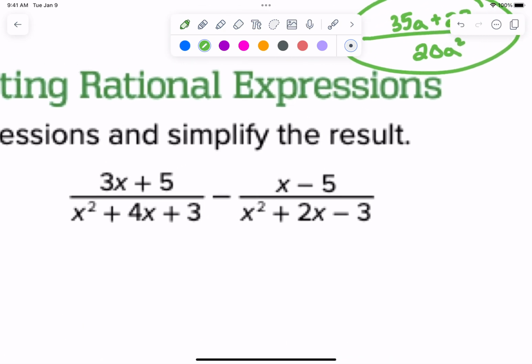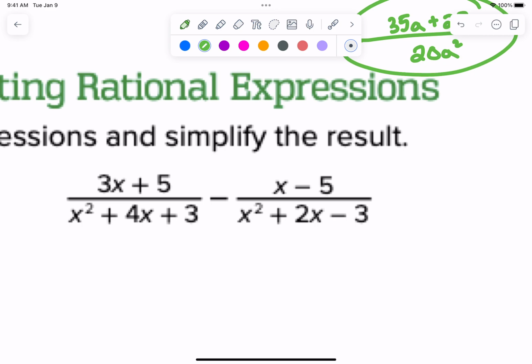Here's what I want you to do when you are subtracting. You ready? When you're subtracting, the subtraction sign goes for this piece and this piece, yeah? But a lot of people forget to distribute the negative. So I'm going to do that first so I don't forget.